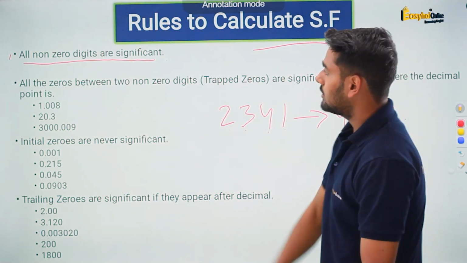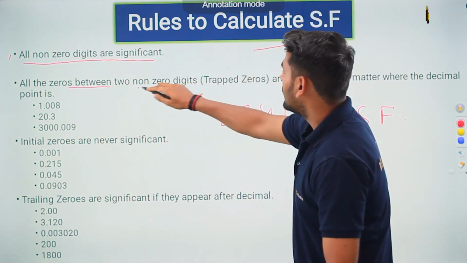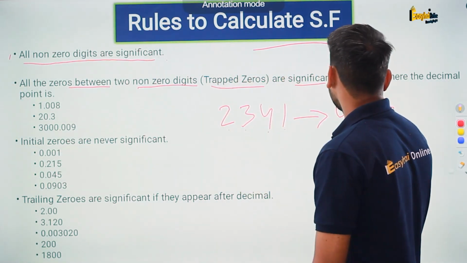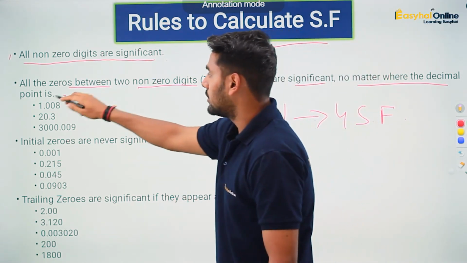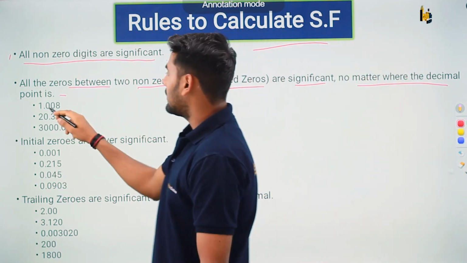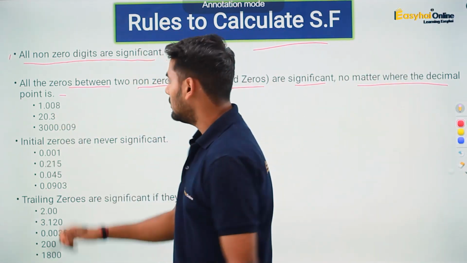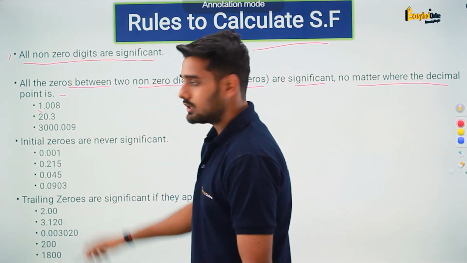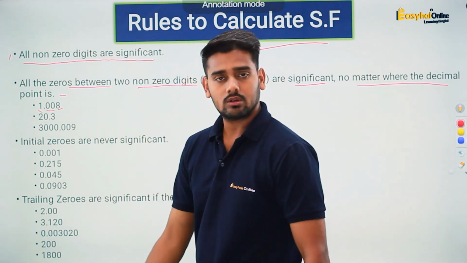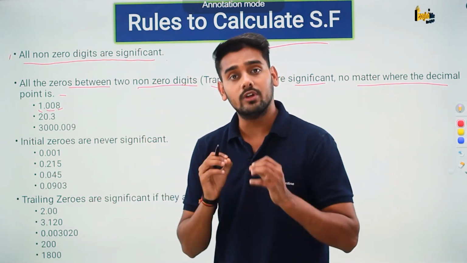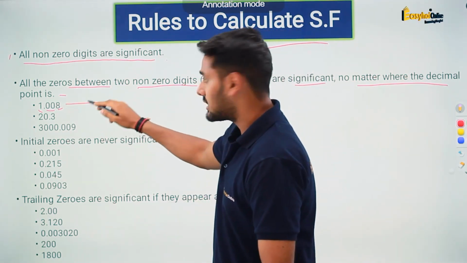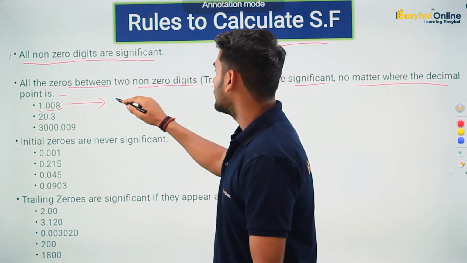Alright. The second rule is all zeros between two non-zero digits, these are also known as the trapped zeros, are significant no matter where the decimal point is. Okay, so this is your second rule. For example, here look at this 1.008. Now in this case, 1 is a non-zero digit, 8 is also a non-zero digit, and these are the trapped zeros. And in this case, the trapped zeros will be considered as significant figures. So how many significant figures are there? 1, 2, 3, 4, right?